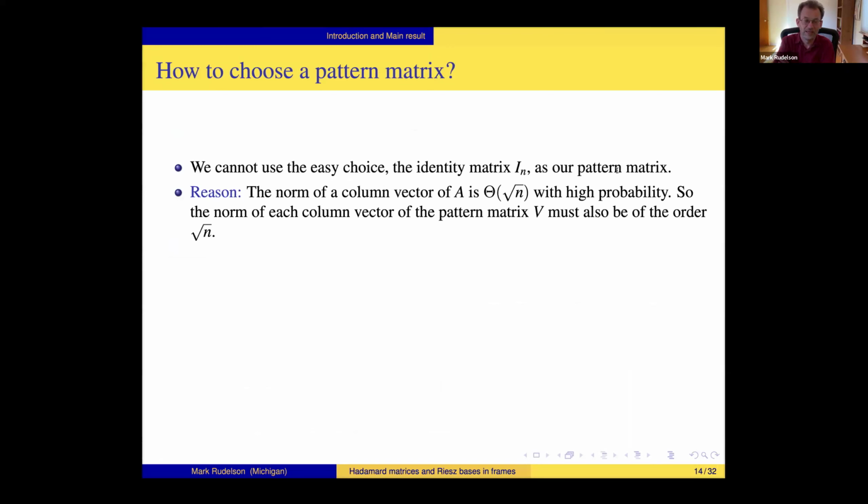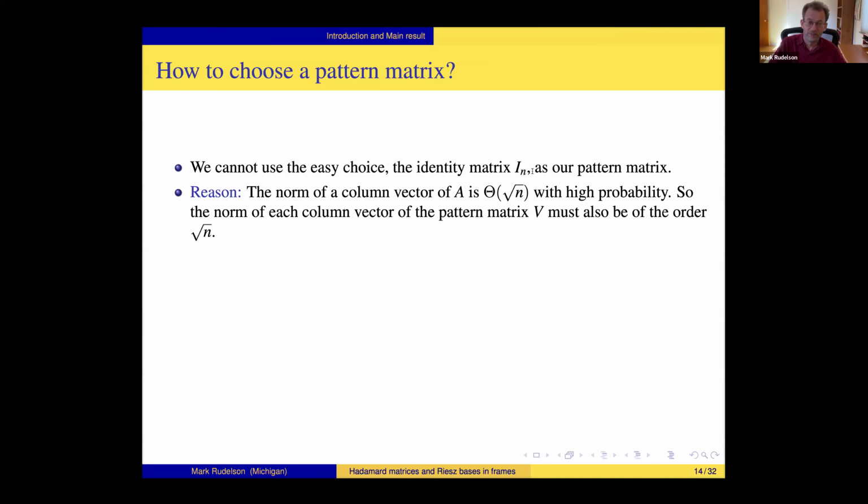our columns are random and the entries are i.i.d. So with substantial probability, each entry is of the size about 1. We have n of them, and the norm of the column vector should be of order square root of n, and not 1 as for the identity matrix.